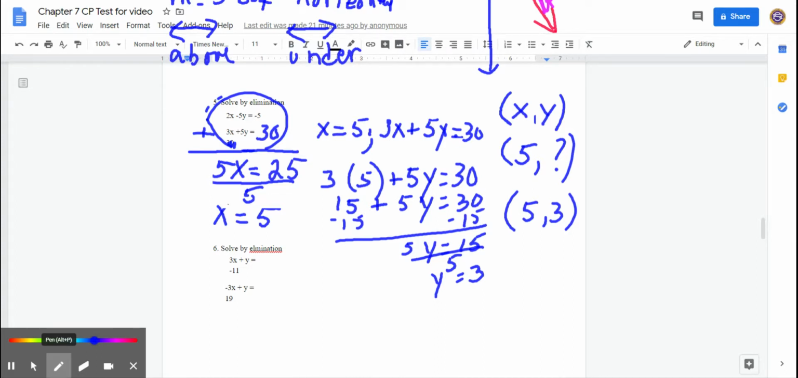That works. Go to the bottom one. 3 times 5 is 15, plus 5 times 3 is 15. 15 plus 15 is 30. That works. So your answer is the ordered pair 5, 3. If you were graphing these on a plane, they would intersect at that point.